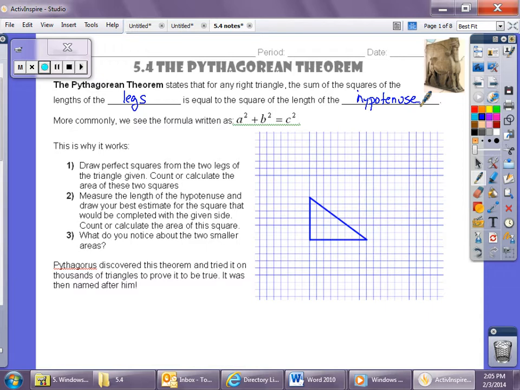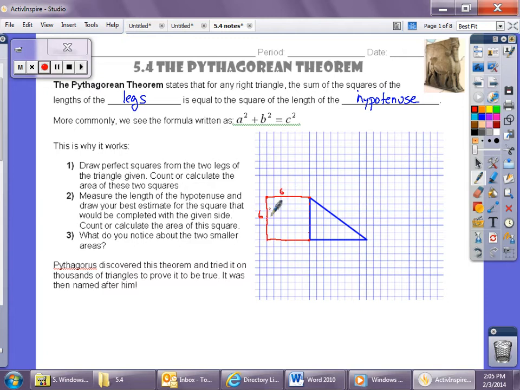So we've seen this the last couple of years: a squared plus b squared equals c squared, which is the Pythagorean theorem. Now, why does this work? Well, it says draw two perfect squares from the two legs of the triangle given. If we know that this leg over here is 1, 2, 3, 4, 5, 6 units, then a square is going to go 6 units by 6 units. So we know that this is a 6 by 6.